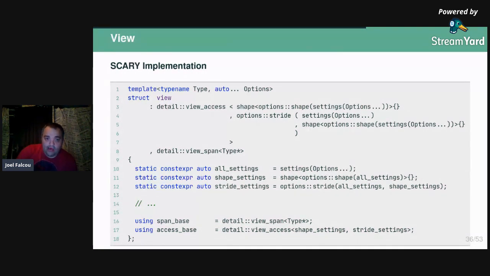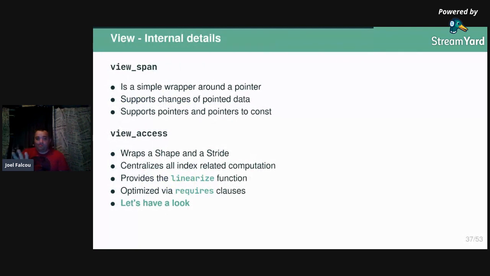So viewSpan is basically a simple wrapper around a pointer on which you can change the pointer whenever you want. It supports pointers to const, because the way we designed it, you don't care about the constness of the pointer. So one thing you can do, if you want a view to some floating point values, but you want the view to be non-mutable on the data, you can just ask for a view of float const, and it will just work. So you can have a view of float, and the view is const. So you cannot change the view, but you can change whatever you have inside the view. But you can also have a view of float const.